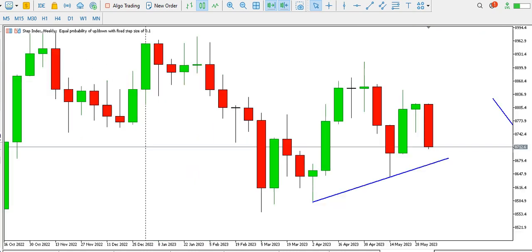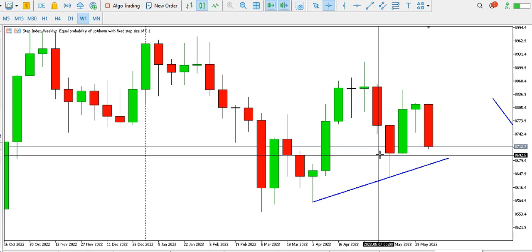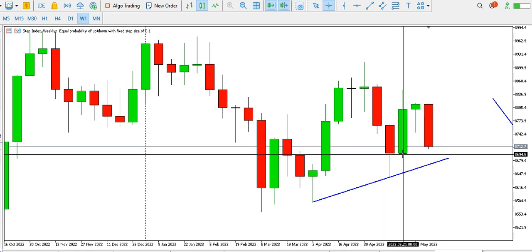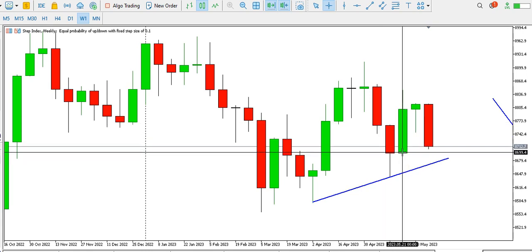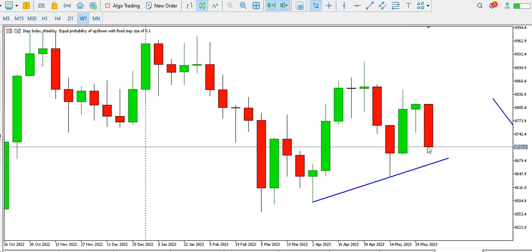Let's quickly take a look at step index. What do we have on the weekly time frame? You can see step index is also giving us something like an evening star pattern, and price is currently dropping. Just like price is dropping for volatility 75 index, price of step index is also dropping. And the next target is the close level of this particular candlestick, talking about the 8699 level.